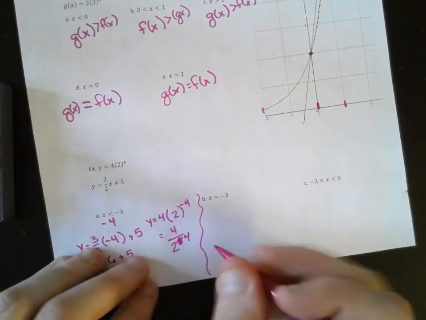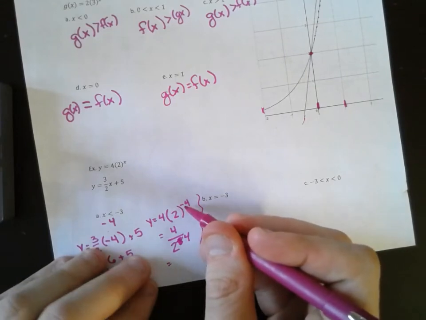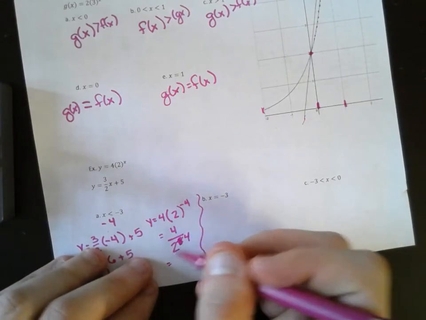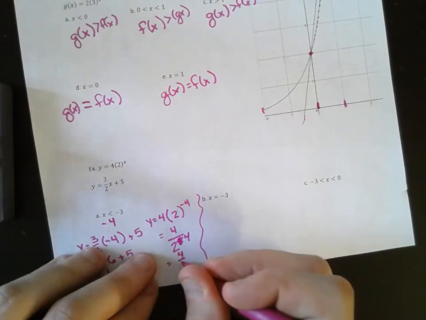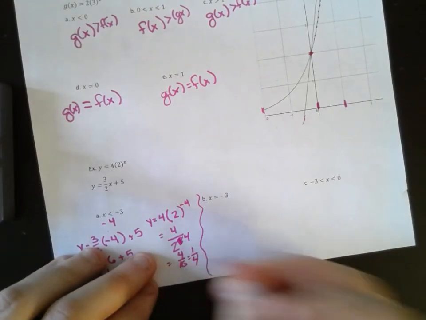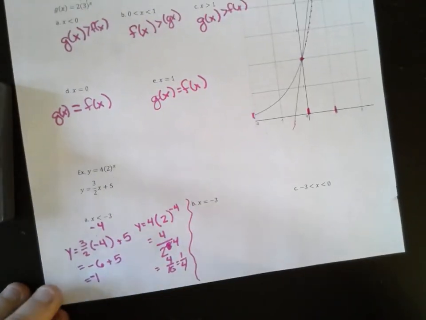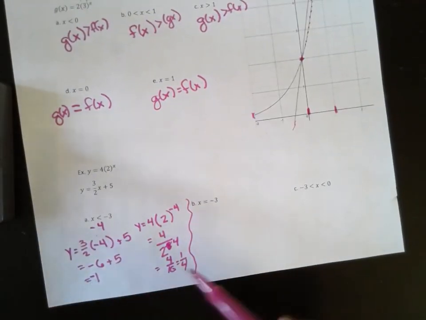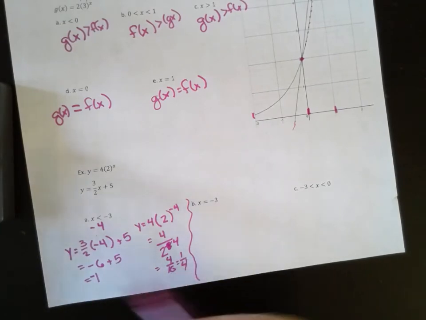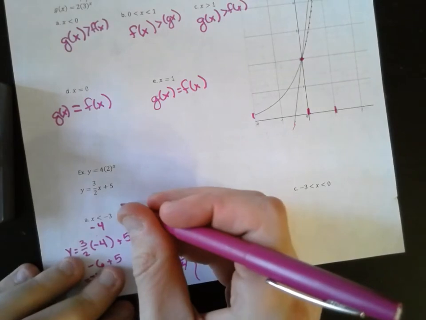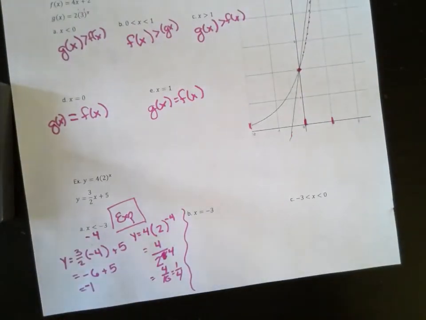2 to the 4th is 16. Exponent laws mean whatever is raised to a negative power gets flipped over the line. So again, it's going to be 4 over 16, which we know is 1/4, which is 0.25. That's negative 1, by the way. My bad. So negative 1 versus 1/4. 1/4 wins. 1/4 is larger than negative 1. That means the exponential is larger for this interval.